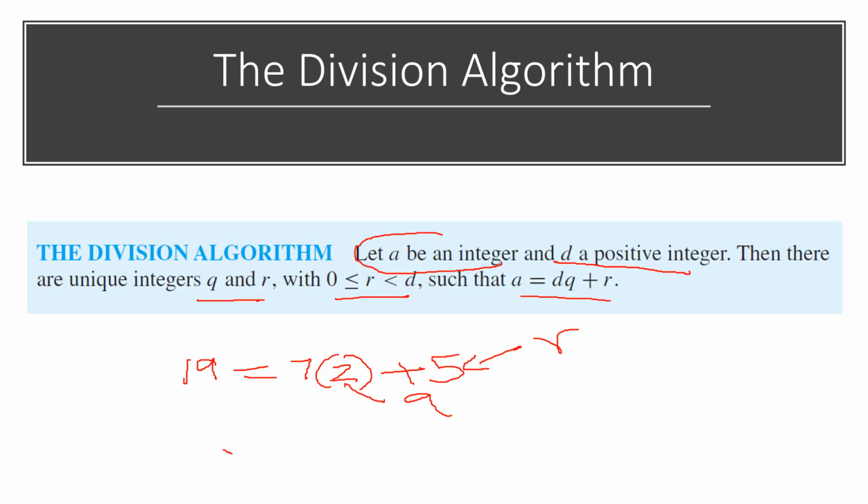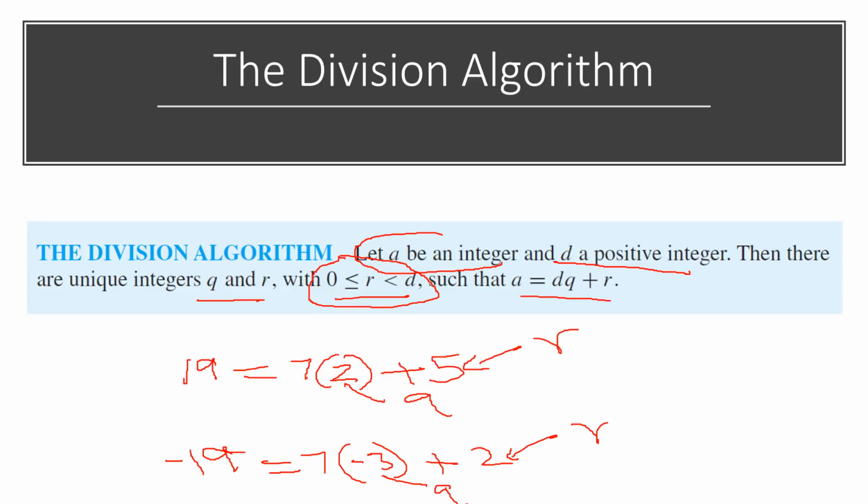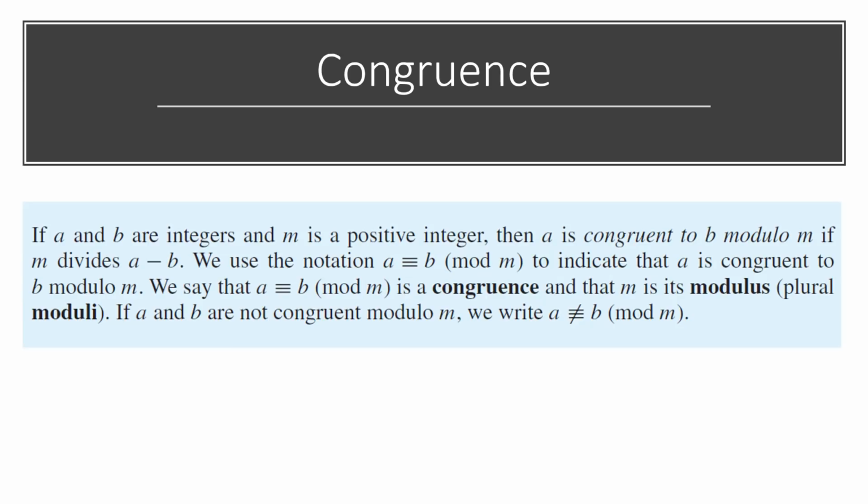But this is a more general definition of division. For example, you can say there's a relation between negative 19 and 7. If I say 7 times negative 3, which gives you negative 21, plus 2, that also satisfies the relationship. So in this case, we can say Q is equal to negative 3 and R is equal to 2. Notice that in this definition, only D and R have to be positive. A and Q can be negative, as you see in this example.